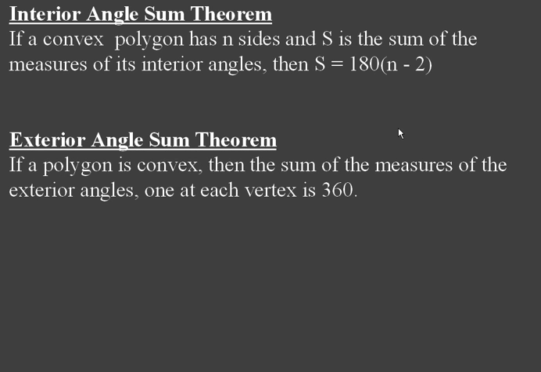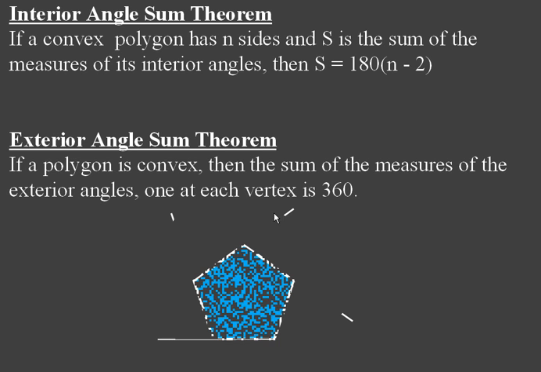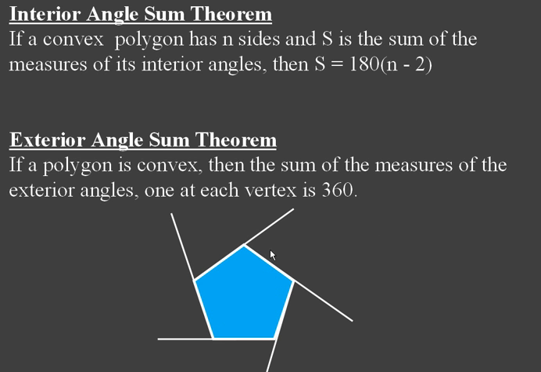The exterior angle sum theorem. Now, polygons also have interior angles, and they also have exterior angles. And if a polygon is convex, then the sum of the measures of the exterior angles, one at each vertex, is 360. And here's a diagram showing these exterior angles. So we've got this pentagon, and each of the exterior angles, there are all 5 of them. If we were to add them up, it would add up to 360. And that is true for all convex polygons.